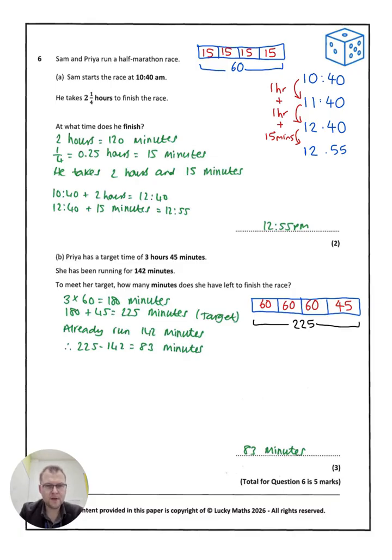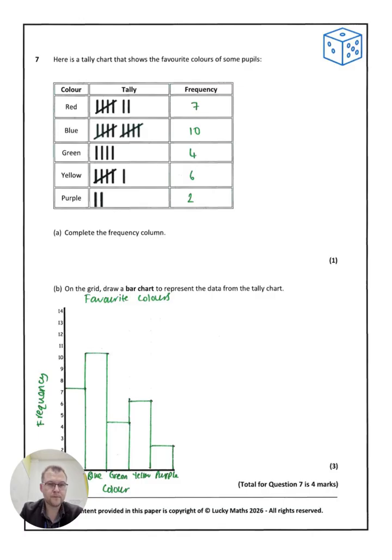Okay, and this final question is again based on trying to convert 3 hours 45 minutes into minutes, and I've used a bit of a bar model to show 3 times 60, and the 45, is 225 minutes. So then the next step would be to work out the difference, subtract the 142. Then we've got a tally chart, and then a bar chart, all nicely labeled.